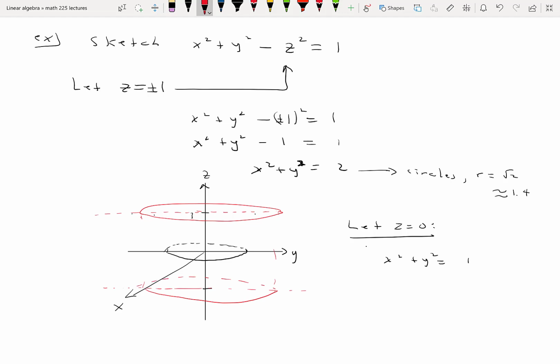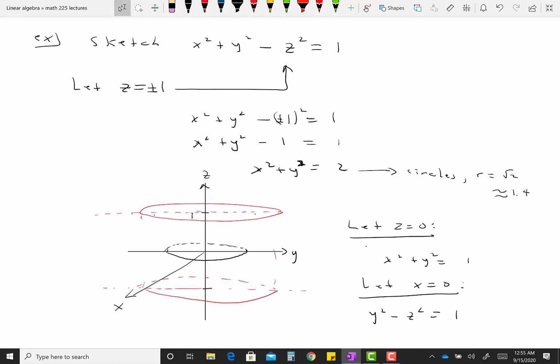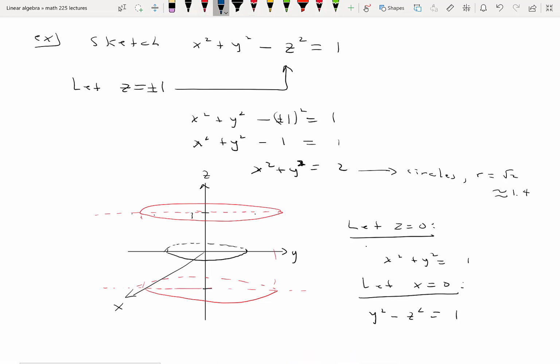Let's see what's going on in the YZ plane. In the YZ plane, x equals 0. So when x equals 0, I'm getting y squared minus z squared equals 1. That's a hyperbola that opens in the direction of the first variable. It opens in the y direction. It's a hyperbola. I'll draw it in blue. It opens in the y direction.